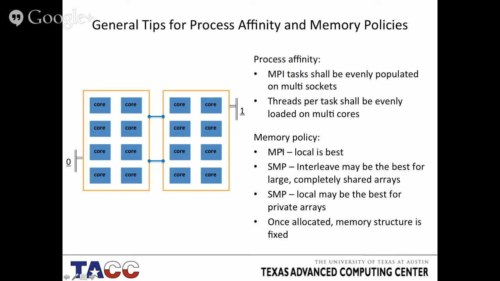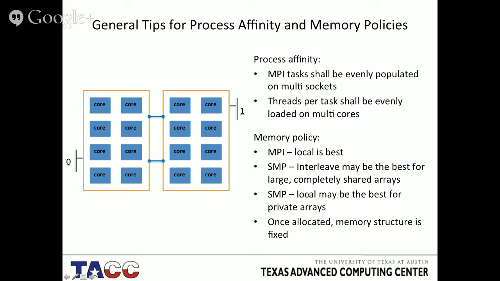And what about the memory policy? MPI local is the safest. The fastest would be the -m. For SMP codes, mainly the OpenMP part or just SMP code period, interleave may be the best for large, completely shared memory. That is, when a thread actually accesses all of the memory, then sometimes it's good just to do the interleave and spread it all out.